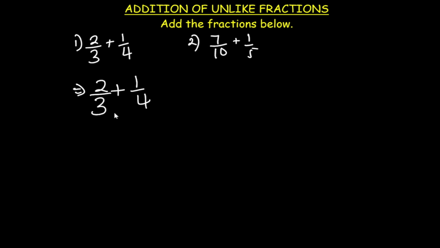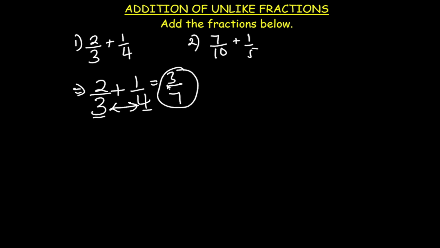Now, to add two or more fractions, first of all, you have to make sure that they have the same denominator. Over here, the 3 and the 4 are the denominators, but they're not the same. So we can't just go ahead and add them like this: 2 plus 1 is 3, and 3 plus 4 is 7. No, this is not how we solve it.